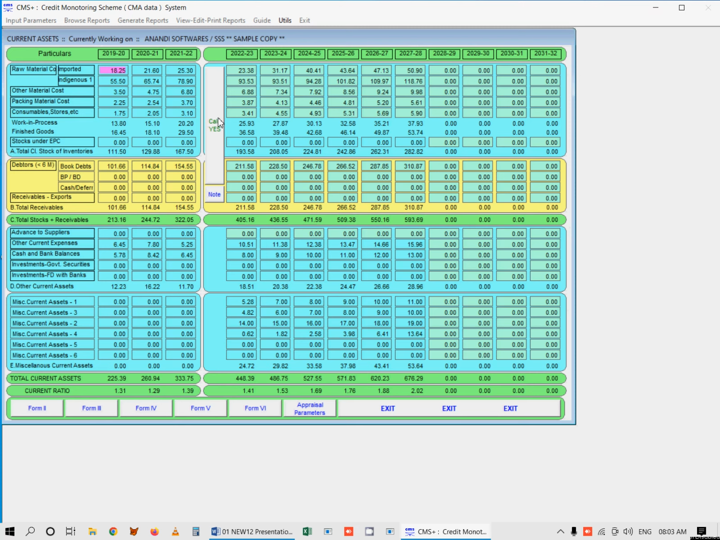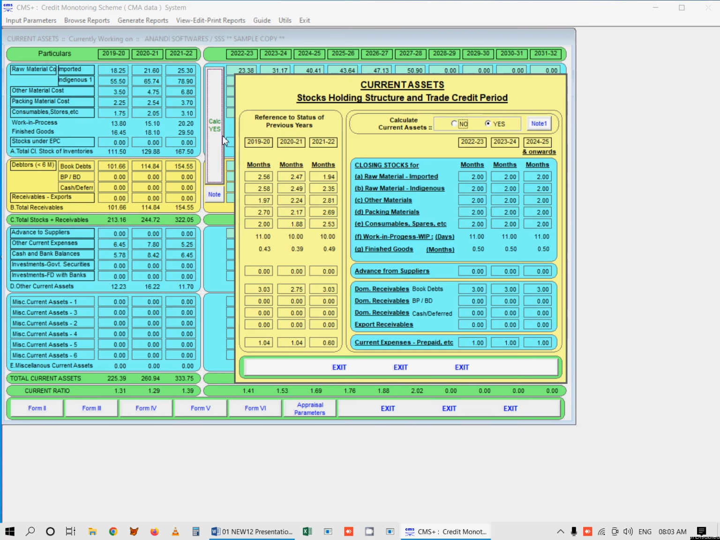Here also we are made known of the holding structure of each category of current assets during the past 3 years. Say, it could be observed that raw material holding is in the range of 2.5 months, receivable around 3 months. Same way, find here past holding structure of other materials, packing materials, consumables, advance to suppliers, current expenses, etc.